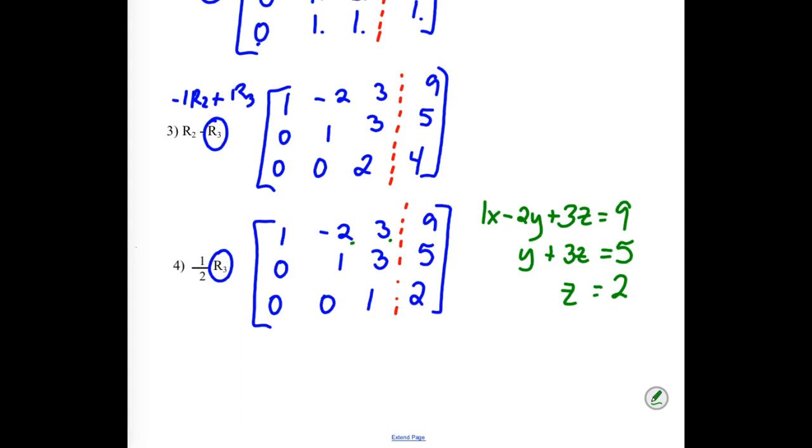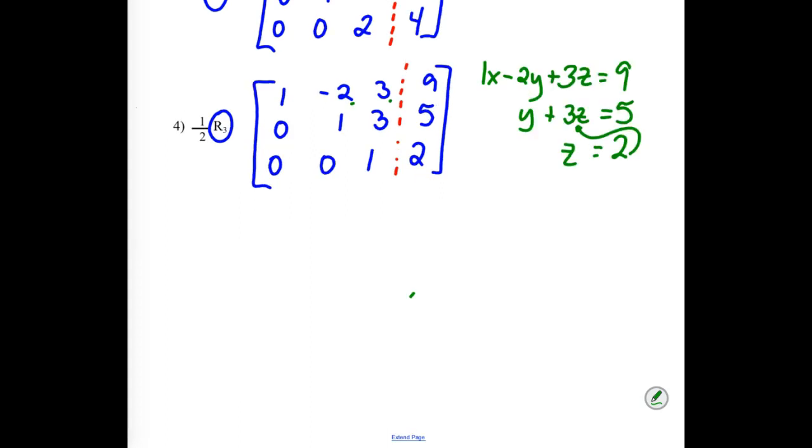If I know that z equals 2, can I substitute it back into that next equation? And then I can find y and substitute those back into the top one. Okay, that's why it's called back substitution. So we know z is 2. Let's plug it in. So y plus 3 times 2 equals 5. If I subtract that 6 to the other side, y has to be -1.